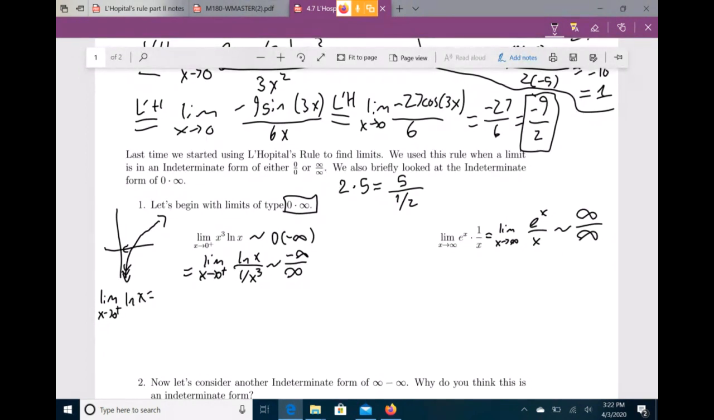Okay, so I'm going to try now to address infinity over negative infinity or any pluses and minuses on the infinities. It's still an indeterminate form, and you can still use L'Hopital's rule.